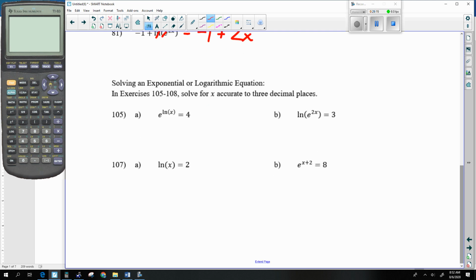Looks like we're going to be using our calculators. I noticed that because they say solve accurate to 3 decimal places. I always go to 4 decimal places, just heads up. x is equal to 4. That one's pretty easy. 2x is equal to 3. That implies that x is equal to 3 over 2, aka 1.5.